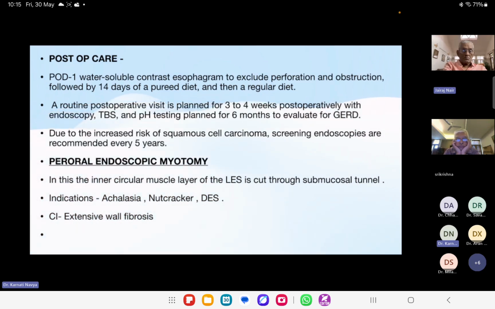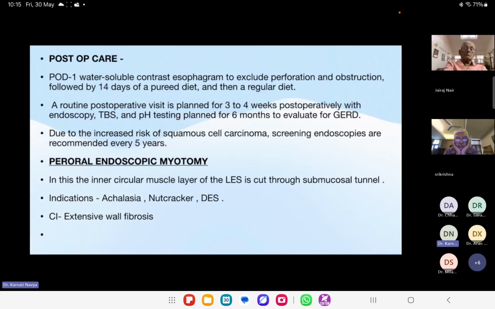In post-op care, generally on POD1, they give a water-soluble contrast esophagogram to exclude any perforation or obstruction, and it is followed for 14 days by a pureed diet, and then a regular diet is resumed. Usually 3 to 4 weeks post-operatively, a visit is planned with endoscopy, timed barium swallow, and pH testing. It is planned again after 6 months to evaluate for GERD. Due to increased risk of squamous cell carcinoma, screening endoscopies are recommended every 5 years.